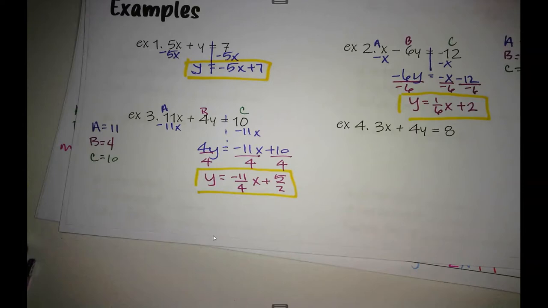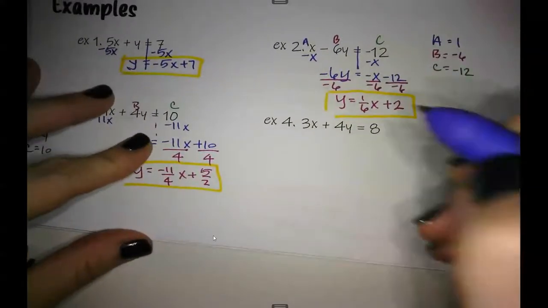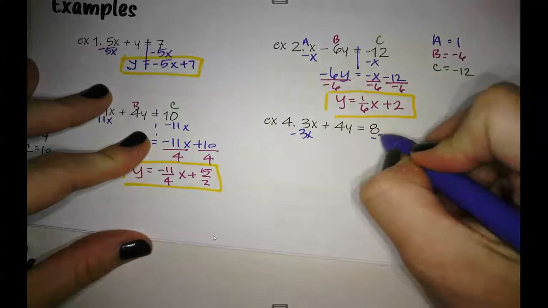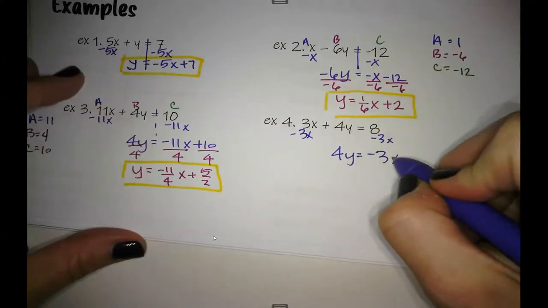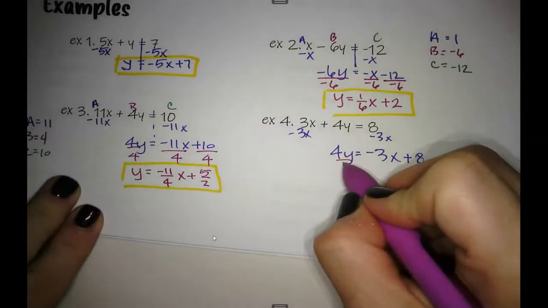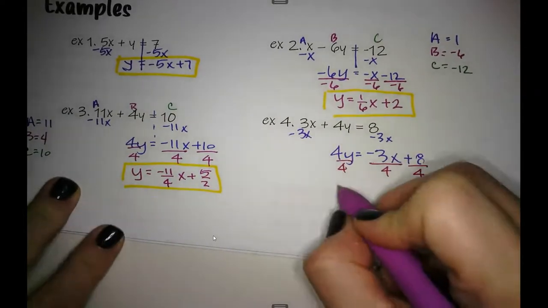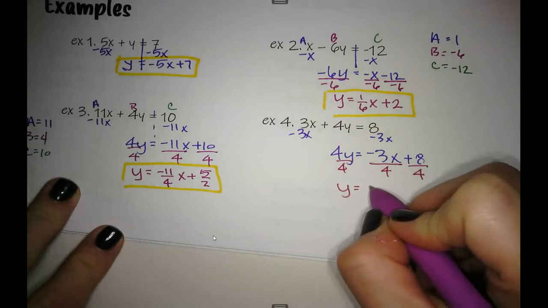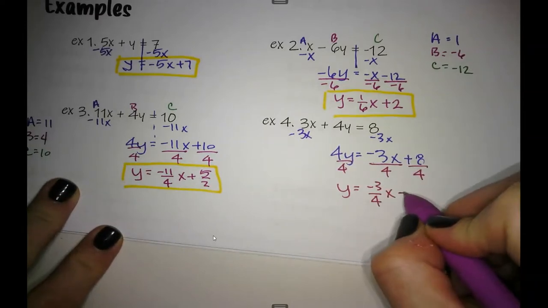All right, one more time. We've got 3x plus 4y equals 8. Minus 3x from both sides. 4y equals negative 3x plus 8. Then I need to divide by that 4. Over here, divide the x by 4 and the 8 by 4. So I'm left with y equals negative 3 over 4x plus 2.